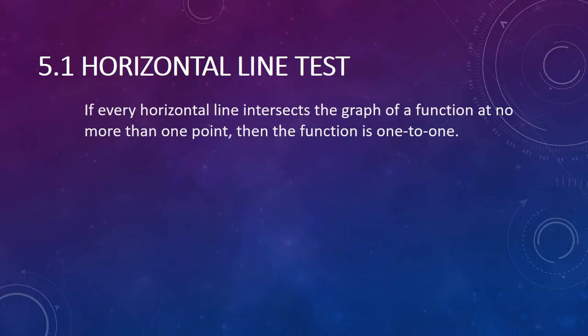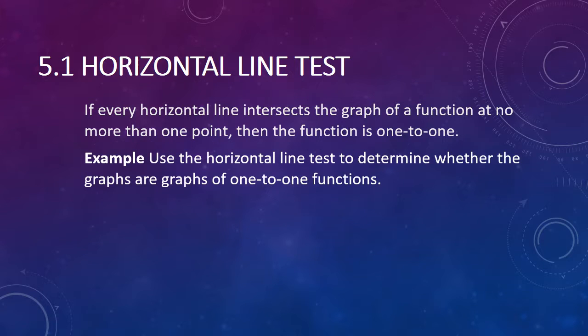So here's the horizontal line test. You draw a horizontal line through the graph of the function, and if the horizontal line intersects the graph of the function at no more than one spot, then the function is one-to-one. And in case you haven't picked up on it, the idea of one-to-one is that the original relation is a function, and its inverse is also a function. So that's what we're checking for.